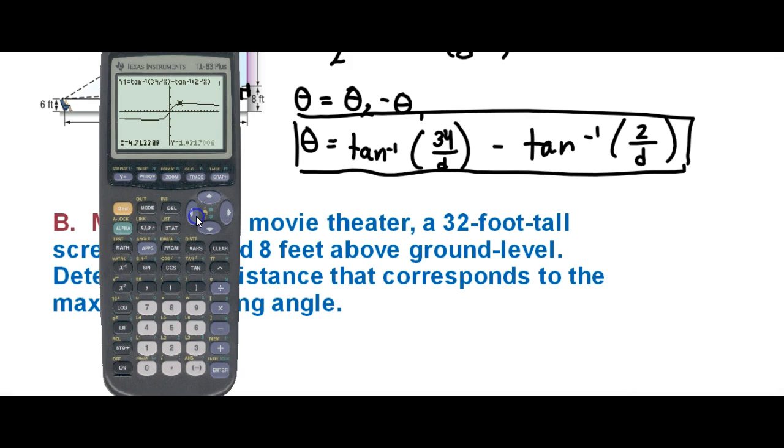All right, so I'm actually tracing it, and I'm looking here. Obviously, our distance has to be positive, so let's not even look at the negative x values. But it looks like my peak hits right around here. So I'm going to go ahead and zoom in on that location and see what we've got.